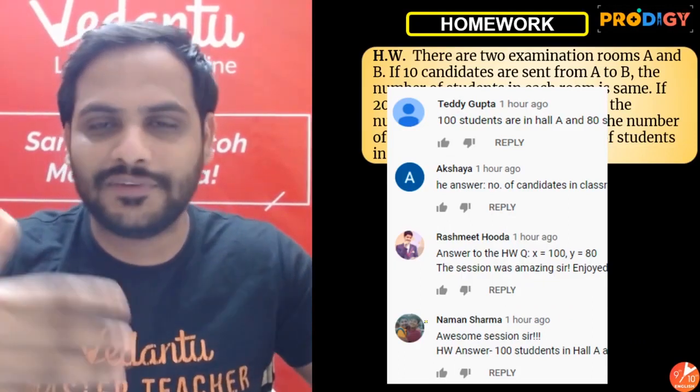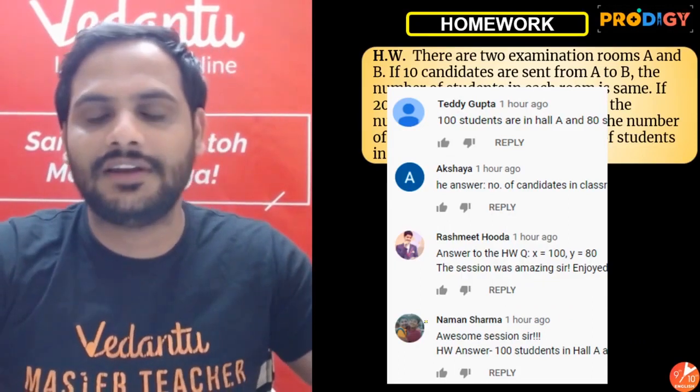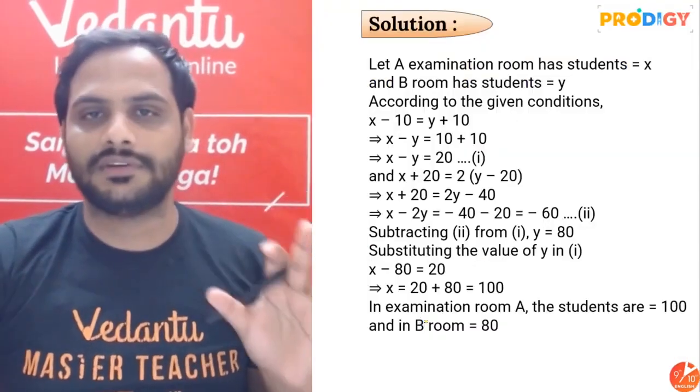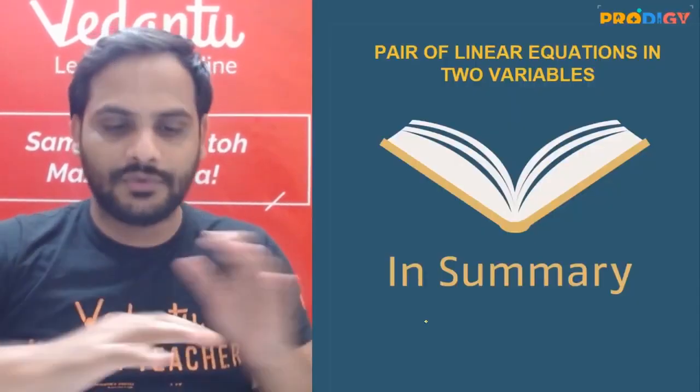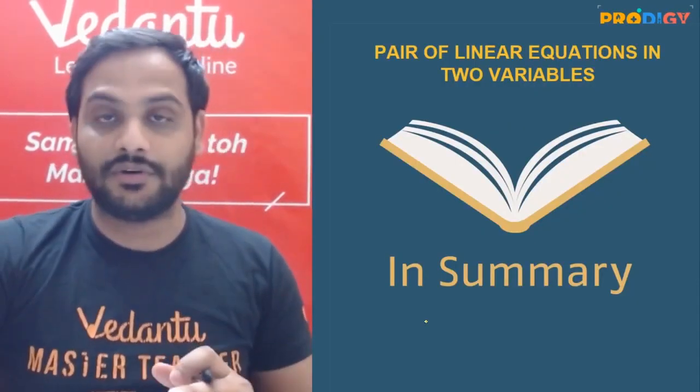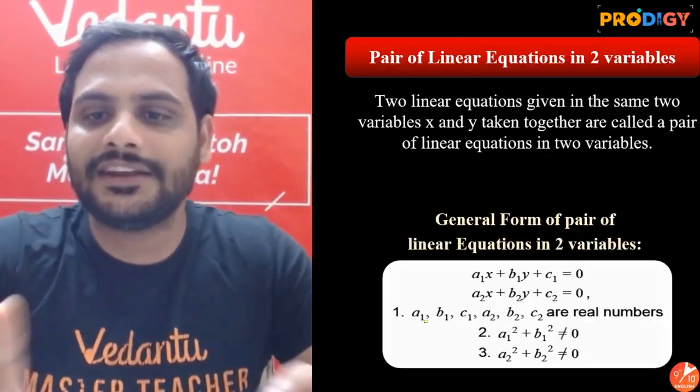So let's move ahead now. Let's first revise the whole theory one more time. So let's summarize the whole theory. First thing, linear equation in two variables.